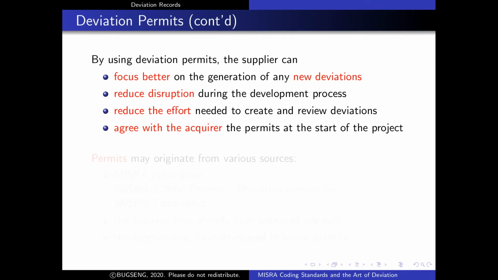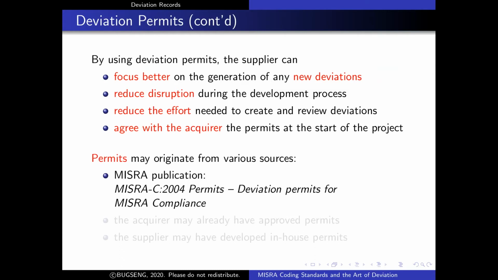Using deviation permits is highly recommended because the supplier of a project can focus better on the generation of new deviations. So when one reason for a deviation has been studied, encoding it in a permit will allow easier reuse. It will reduce disruption during the development process because you know that you have a permit to deviate a certain guideline, reduce effort, and most importantly, you can agree with the acquirer before the project starts on the permits. And so this will reduce discussion between supplier and acquirer and make things work much more smoothly.